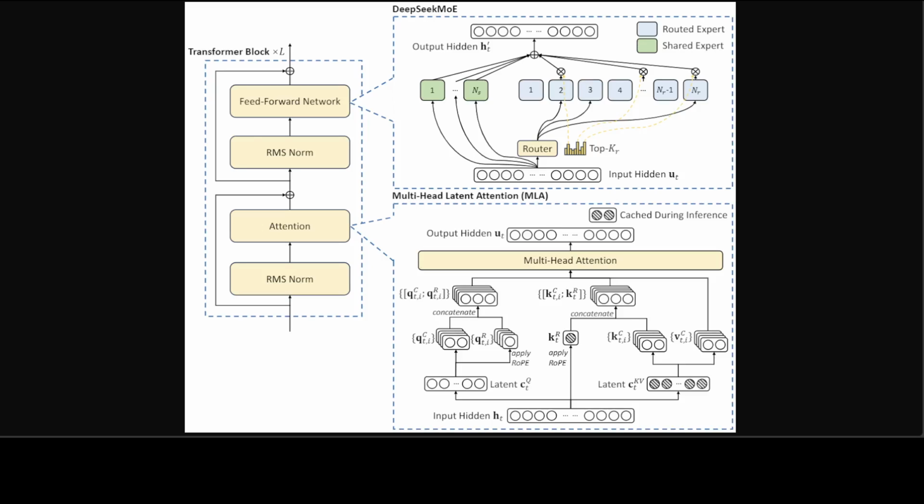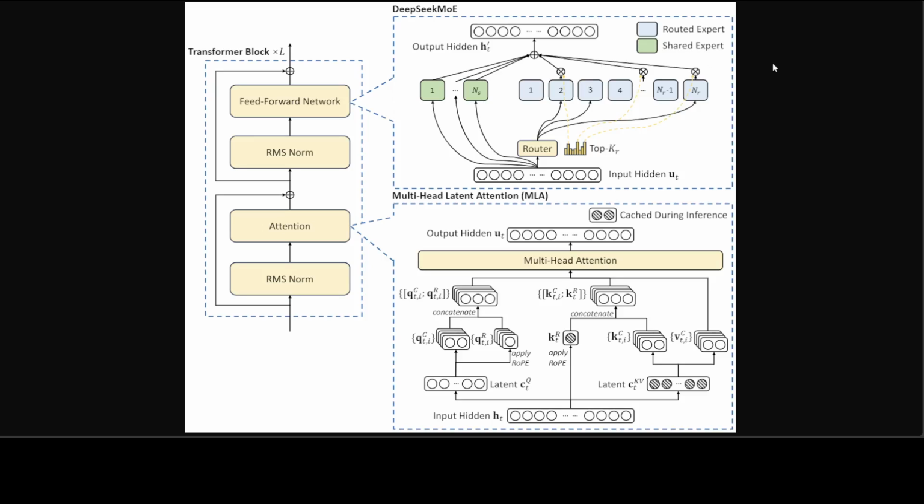For feed-forward networks or FFNs, they have adopted DeepSeek MoE architecture, which is a high-performance MoE architecture that enables training stronger models at lower costs. I will drop the link to this repo in the video description so that you can also read along.